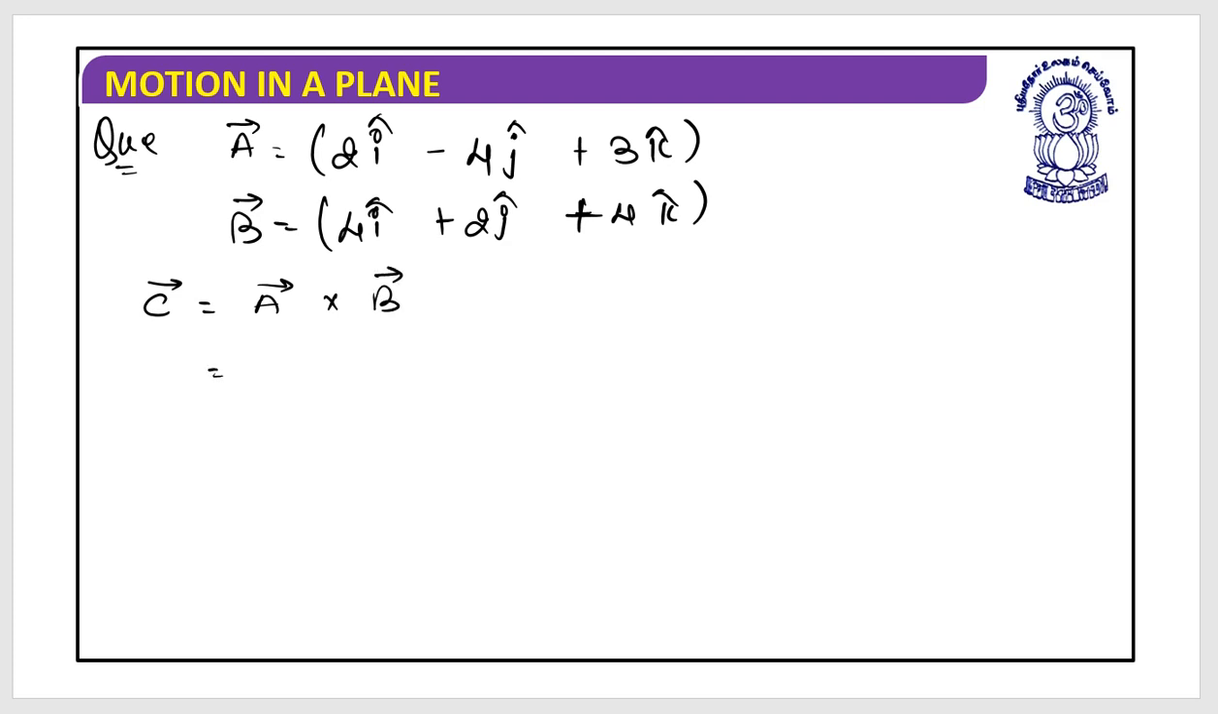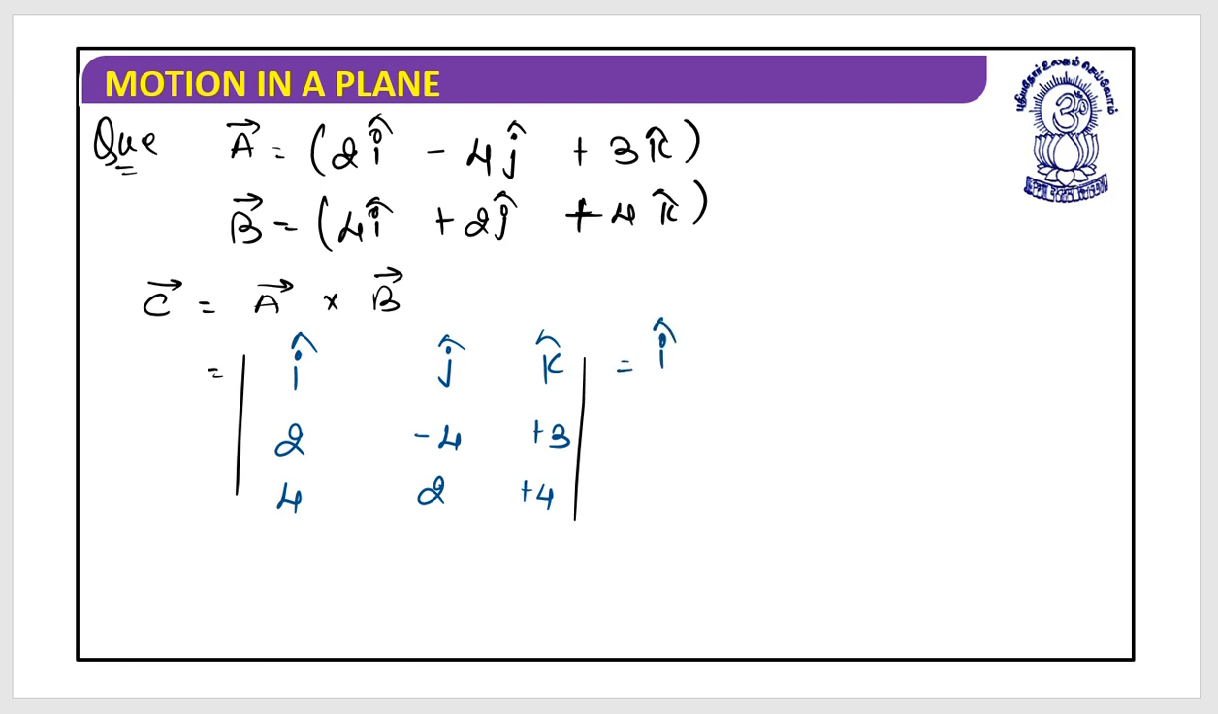Now what you need to do is pause the video, calculate it, and play it again. So let's begin. First, it's i cap, j cap, k cap. Vector A is 2, minus 4, plus 3. Vector B is 4, 2, plus 4. Now for i, this 2 needs to be forgotten. So what you need to do is minus 4 into 4, it's minus 16. 3 2s are 6, but here it would be minus 6.